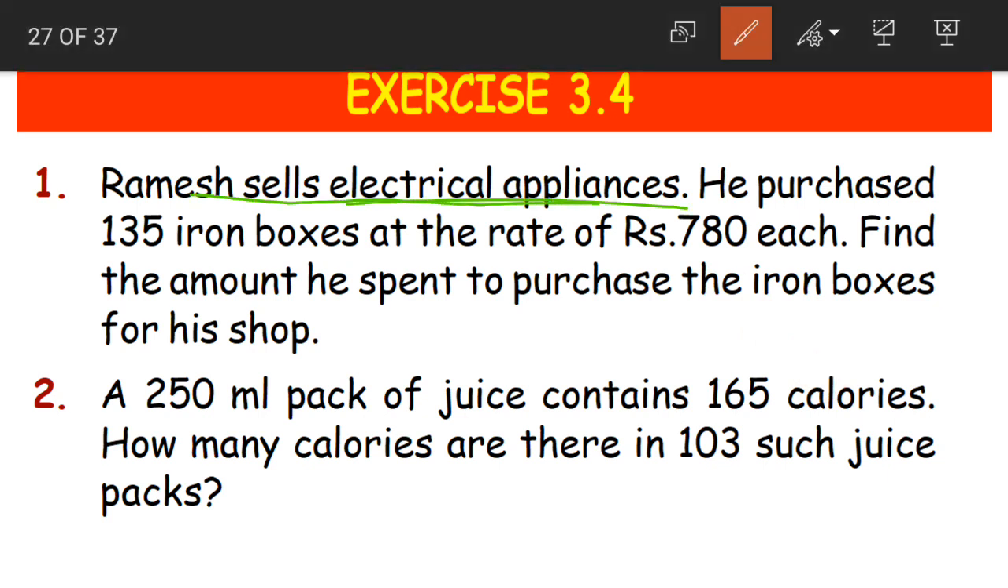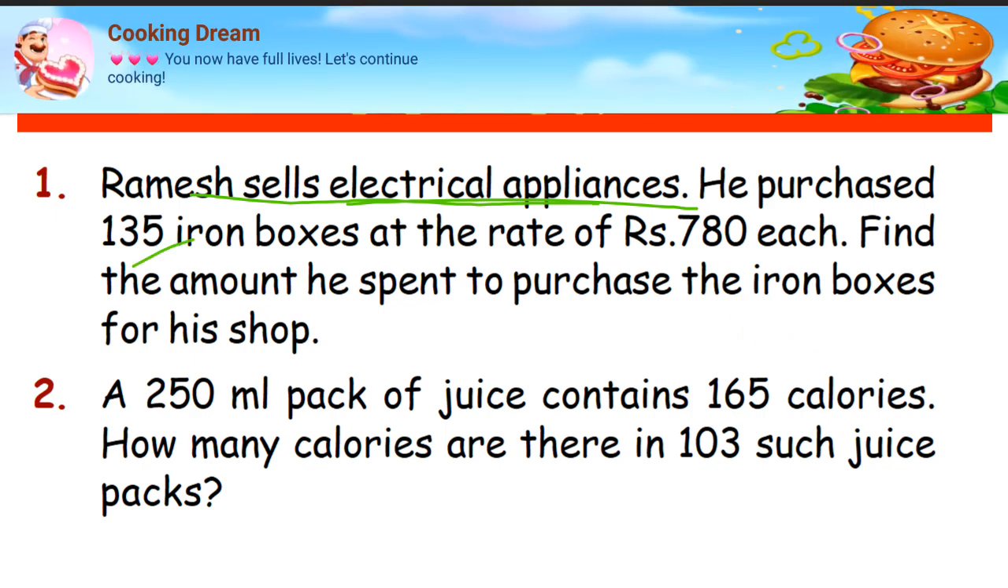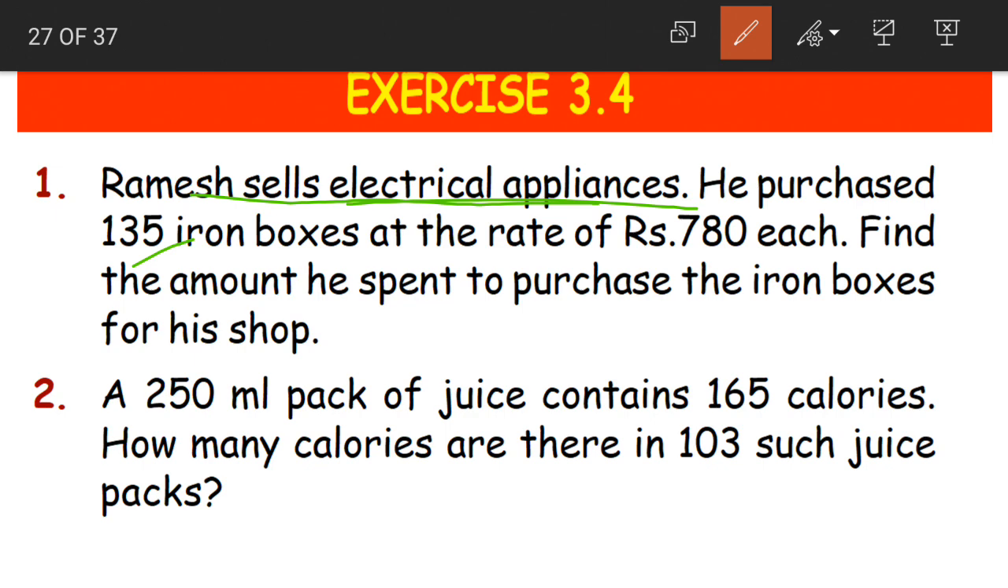Now, electrical appliances means what? All this, iron box, rice cooker. Yes, all these appliances come under electrical appliances. So, how many did Ramesh purchase? He purchased 130 boxes at the cost of 780 each. We need to find out the total amount he spent.